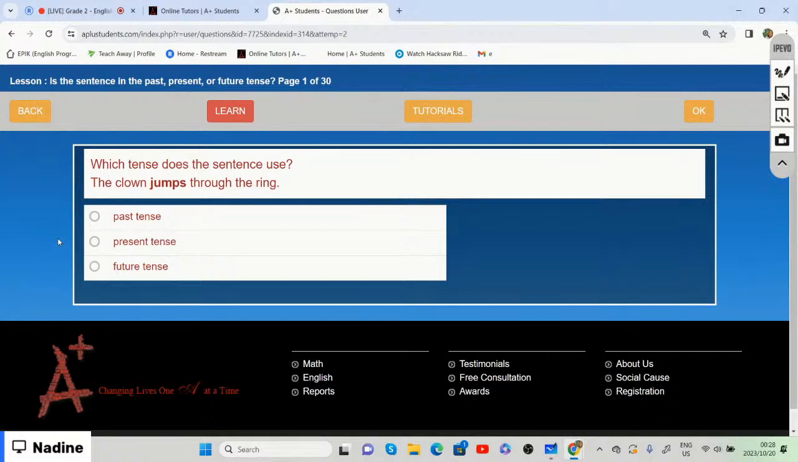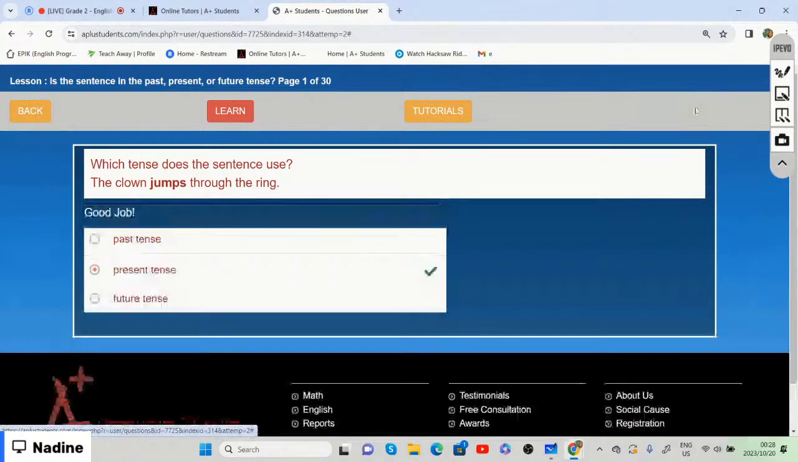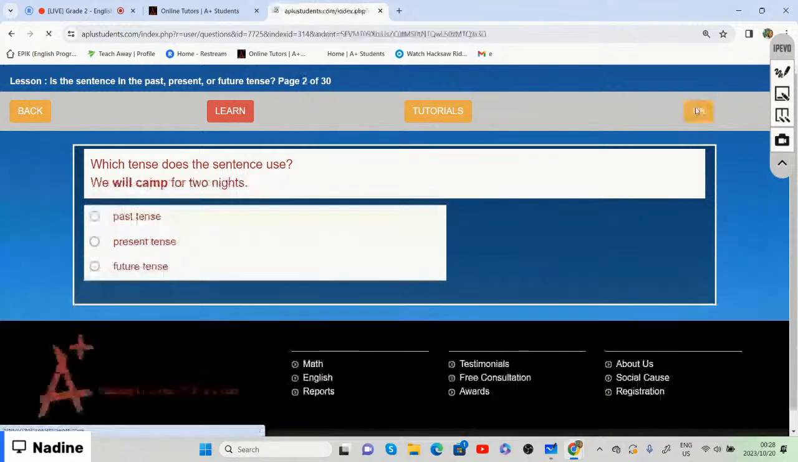All right, so if we look at that sentence specifically, that word jumps, it ends in S. And it's telling us something that the person is doing now. It's something that the clown is doing now, which means that it is in the present tense. Something that someone is doing now is the present tense.